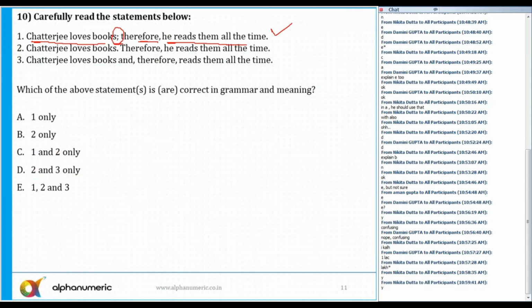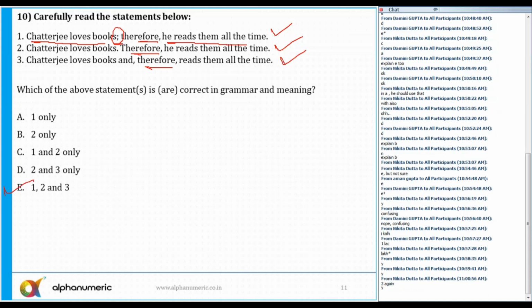Correct. Number two, Chatterjee loves books. Full stop. Therefore, he reads them all the time. Correct. After that, therefore, there's a comma, and therefore is more like thus. Correct. Chatterjee loves books, and, comma, therefore. Now therefore, I am treating it as a transition word, so that is why I put a comma. And therefore, he reads them all the time. Correct. So all three are right, which means the answer is E for question number 10.